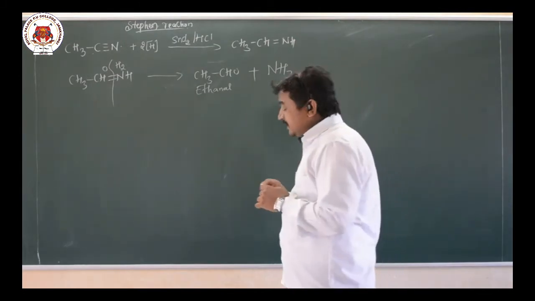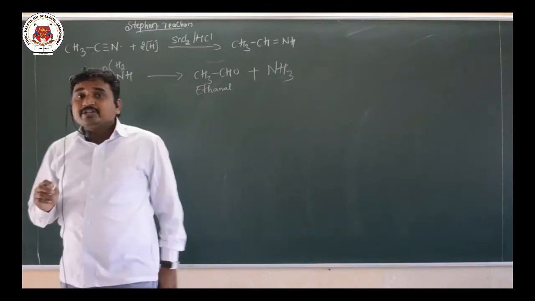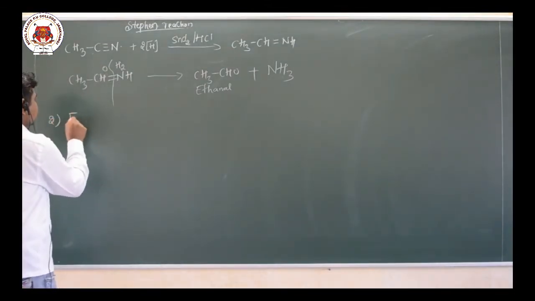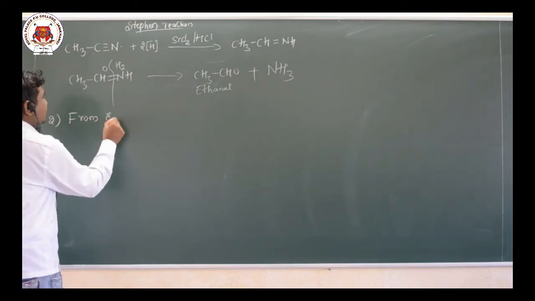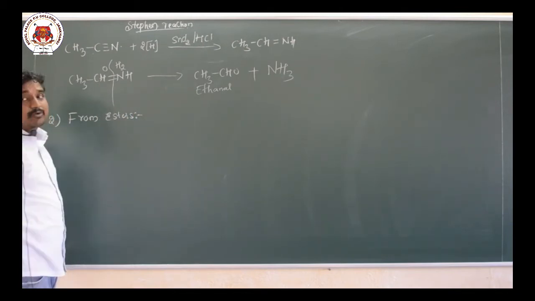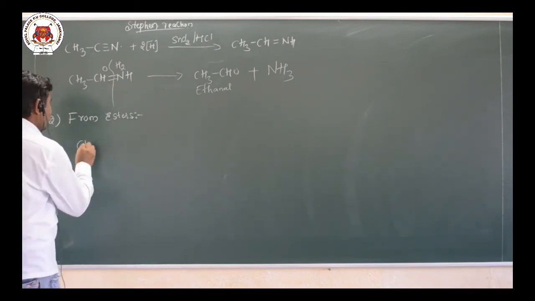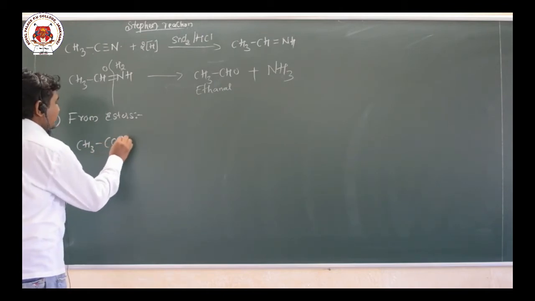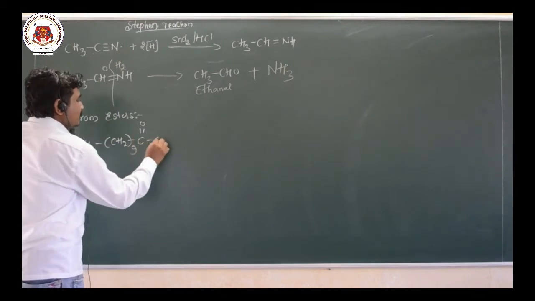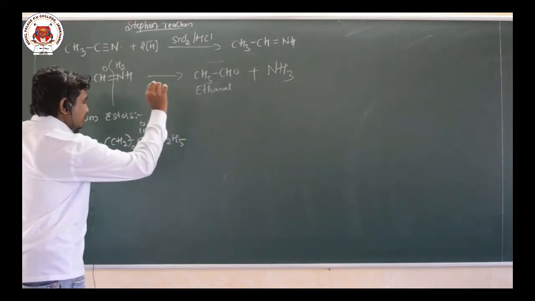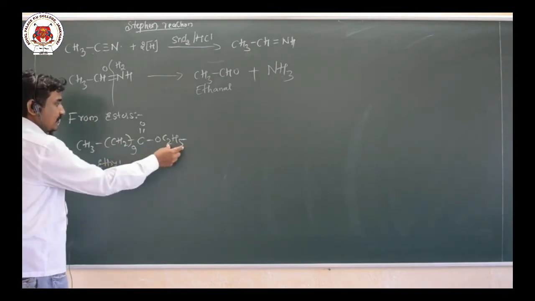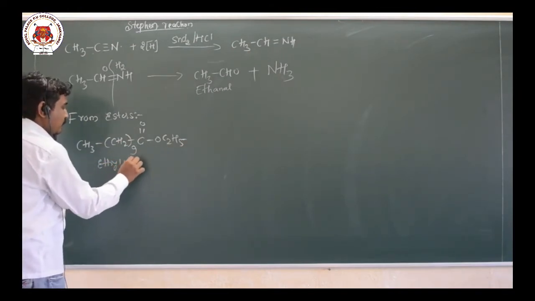Now the next method: preparation of aldehyde from esters. I will take one example, ethyl undecanoate, CH3 (CH2) 9 times and then COOC2H5. This is an ester. The name of the ester is ethyl, this group C2H5 being the ethyl group, and undecanoate.